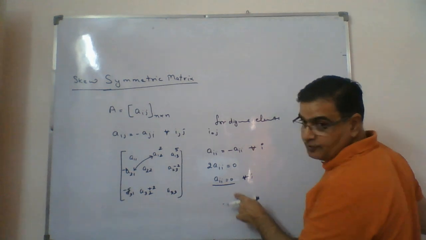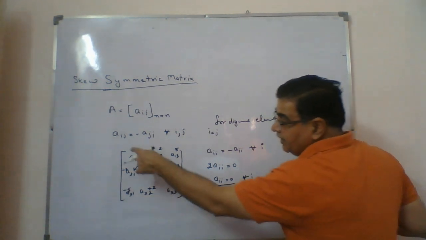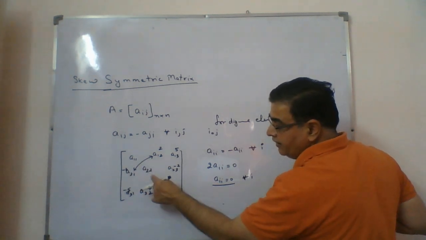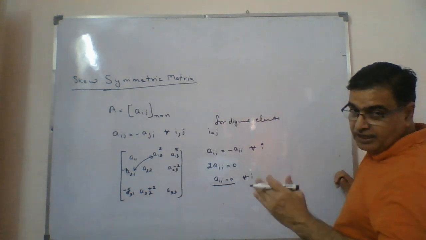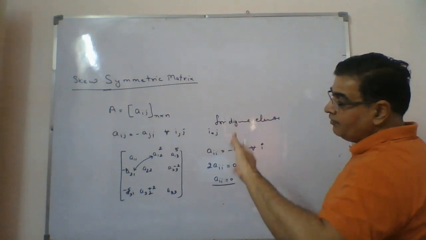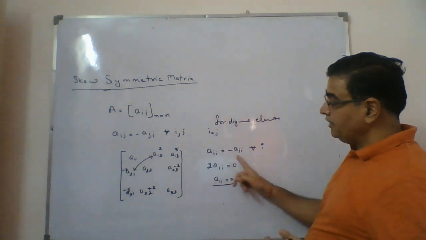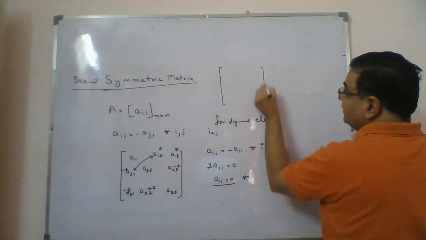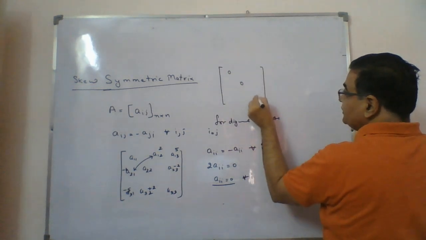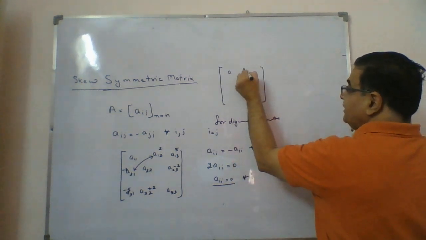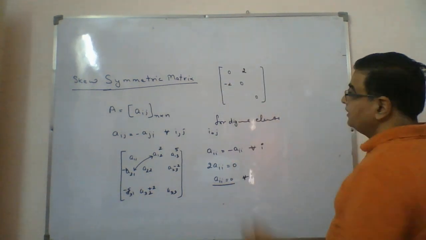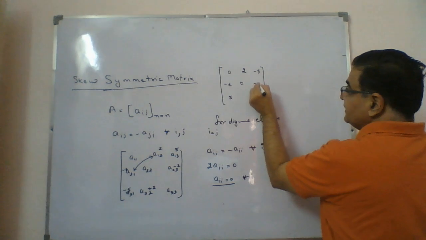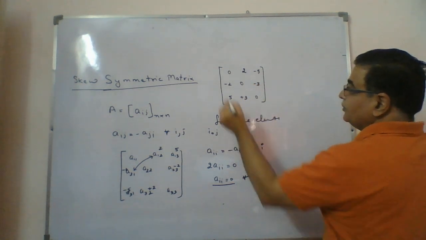That means in this case, whenever a skew symmetric matrix is there, the leading diagonal elements have to be 0. Means these A11, A22, A33, these three elements are going to be 0, because A11 and minus A11 can be equal only when both are 0. So when you take a skew symmetric matrix, first thing, the diagonal elements have to be 0. If this element is 2, then this will be minus 2. If it is minus 5, then this will be plus 5. If it is minus 3, then it will be plus 3. This is your A.